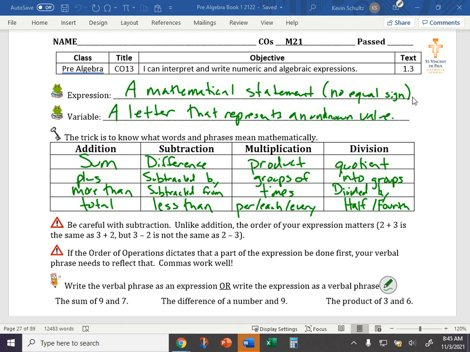With addition, does order matter? Is 3 plus 2 the same thing as 2 plus 3? Yes, both equal 5. With subtraction, order is very important.